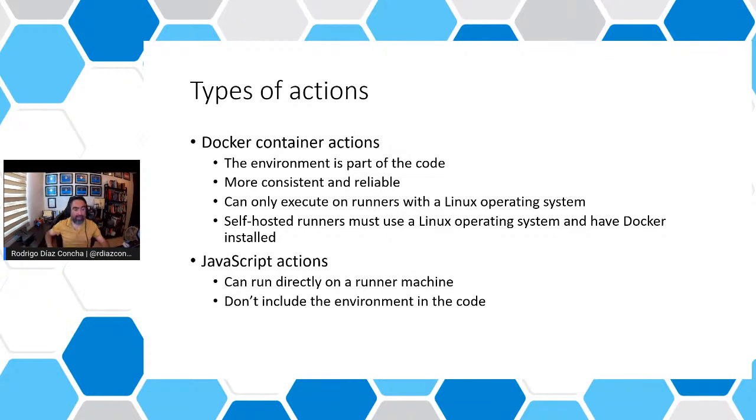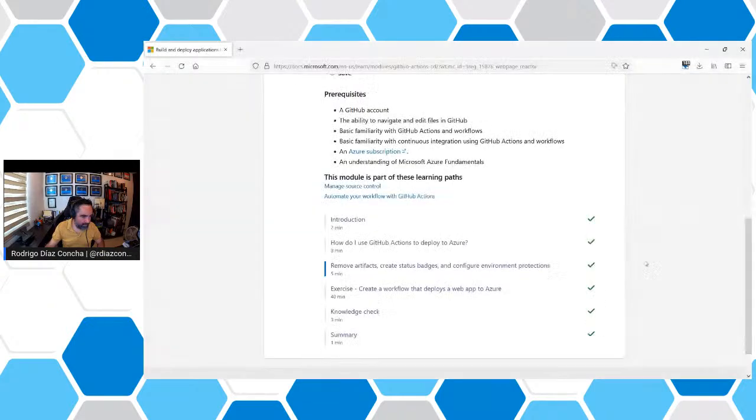And on the other hand, JavaScript actions can run directly on a runner machine. You must use the JavaScript language for specifying those actions, and they don't include the environment in the code. Okay, so those are the two types of actions that we have here in this GitHub Actions platform. Okay, so let me go back to the browser because I want to show you a lot of things.